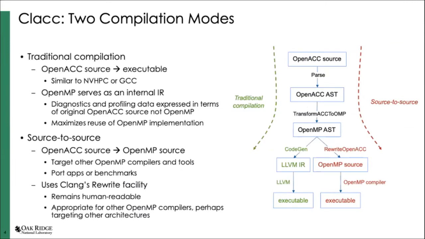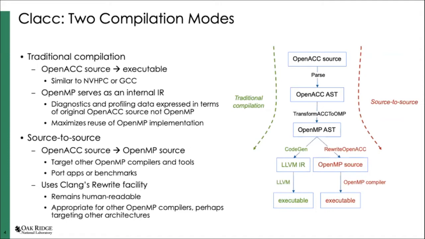I mentioned that the Clacc compiler translates OpenACC to OpenMP, so I want to clarify what that means for Clacc users. There are two compilation modes. The first and most important mode is traditional compilation mode. By that, I mean translation from OpenACC source to a binary or executable, similar to what NVHPC or GCC does. For this mode of Clacc, OpenMP serves purely as an intermediate representation, very similar to the role of LLVM or assembly language, and the user does not need to be exposed to OpenMP. For this mode, translating to OpenMP enables Clacc to maximize its reuse of the OpenMP implementation.